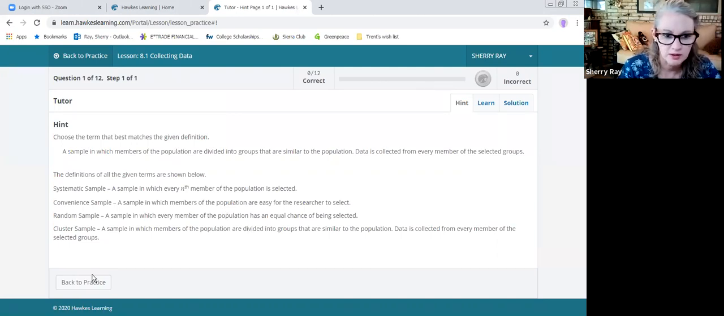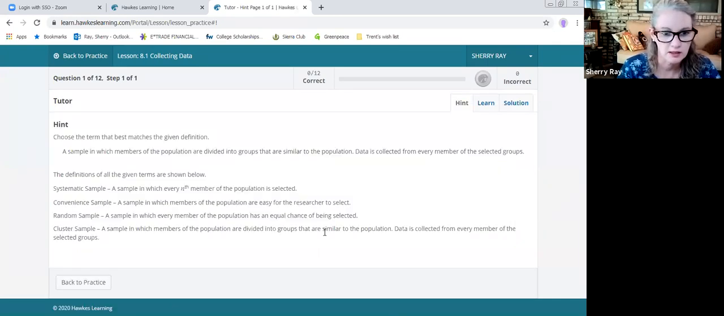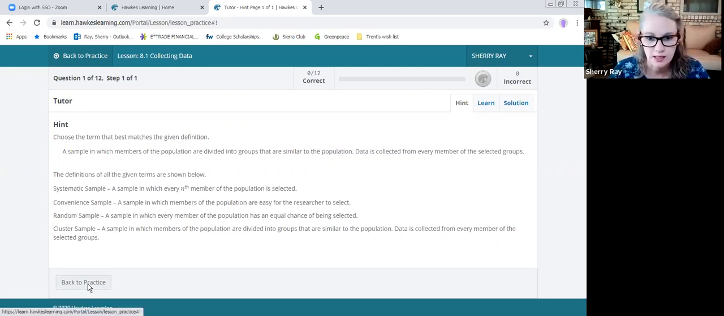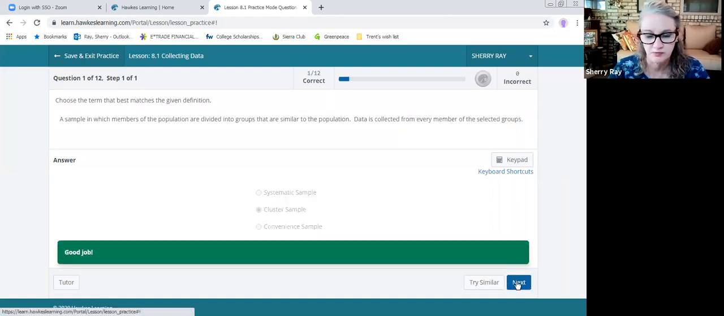So let's go back to our practice. A sample in which members of the population are divided into groups that are similar to the population. So what does that look like? Yep, looks like it's cluster sample right here. So we're going to choose that, but we're going to have to remember this when we get to certify. Submit my answer, and yay, I did good.